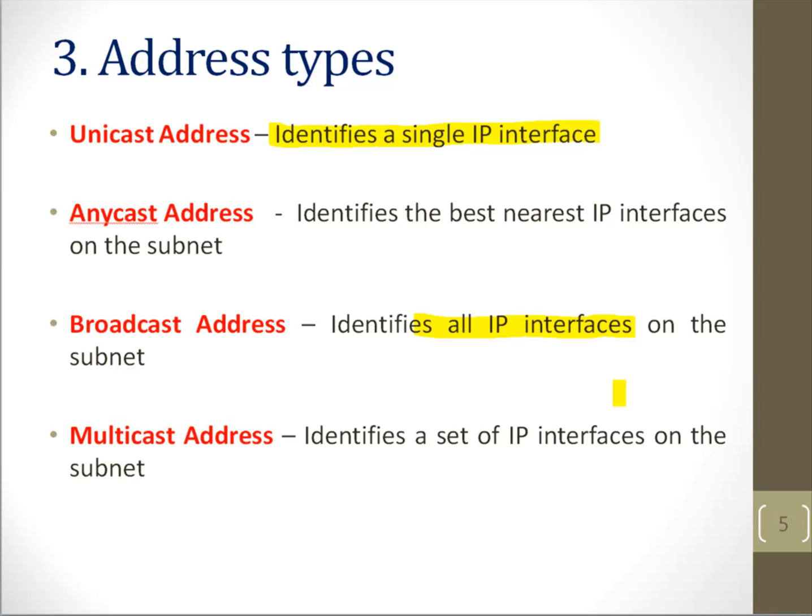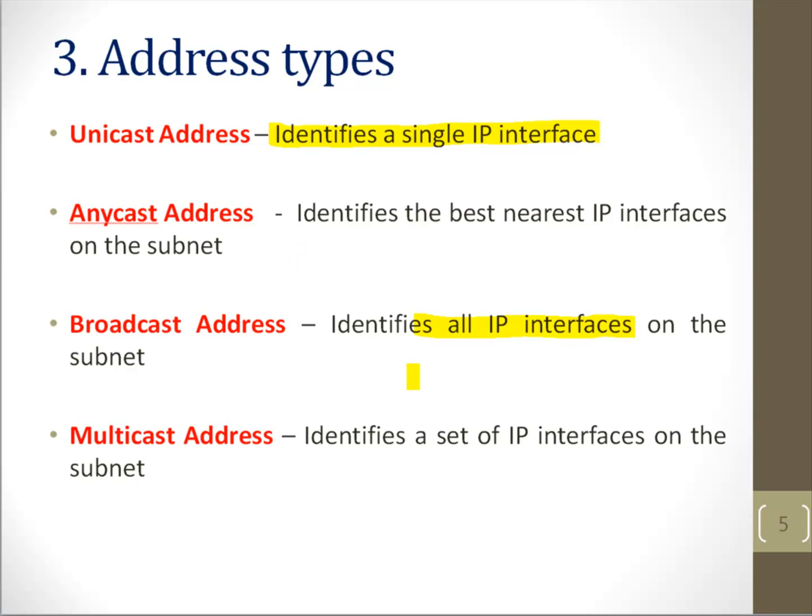Then the next one, anycast. Anycast means it is going to identify the best nearest IP address. Here also there will be a group of hosts available, but the data will be delivered only to the nearest host. So the nearest host will deliver to all. So that is an anycast address.